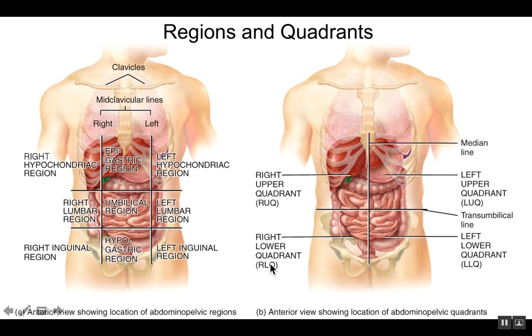So I'm going to leave it up to you to look at these regions and quadrants, focus a little more of your effort on the quadrants, and be able to identify organs in their cavities. And if the organ is in the abdominal pelvic cavity, find what quadrant or quadrants it's located in. So that concludes the set of lectures on this first topic that introduces us to the human body.